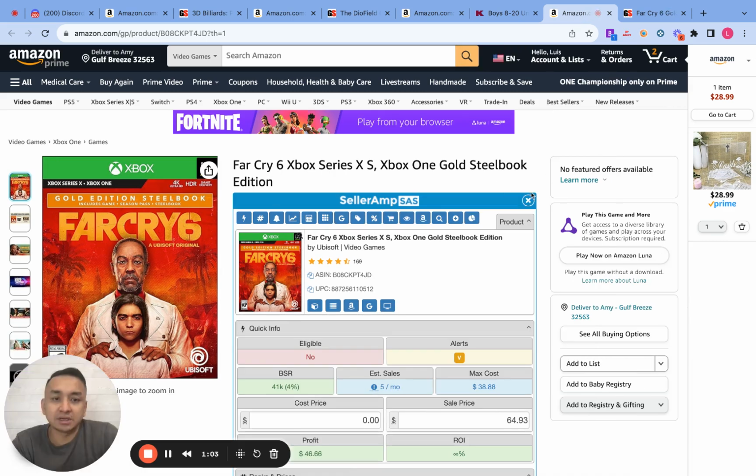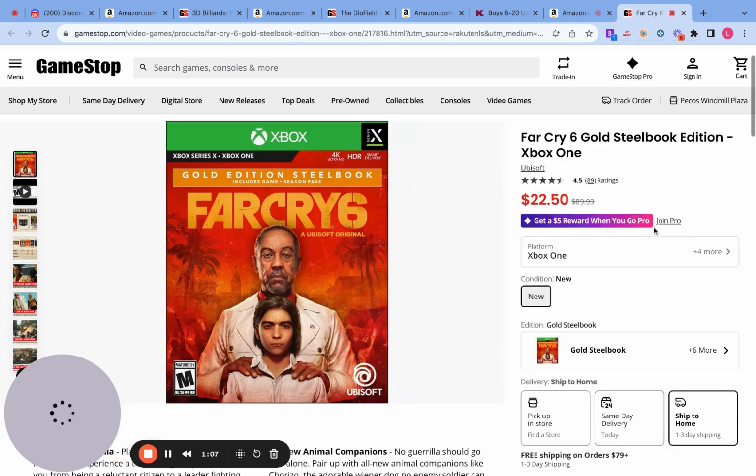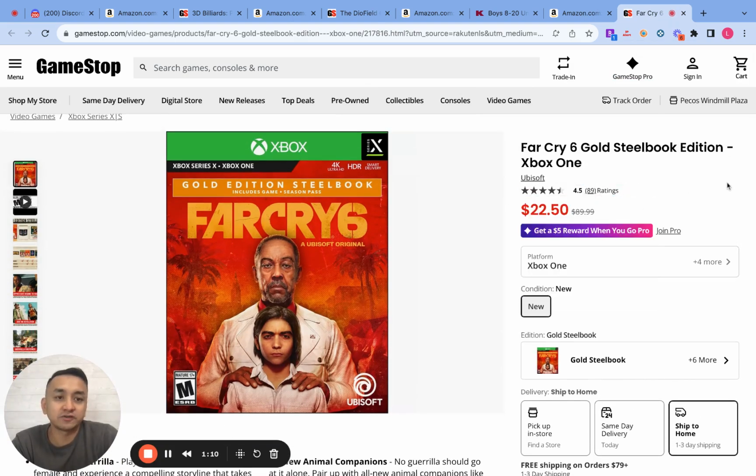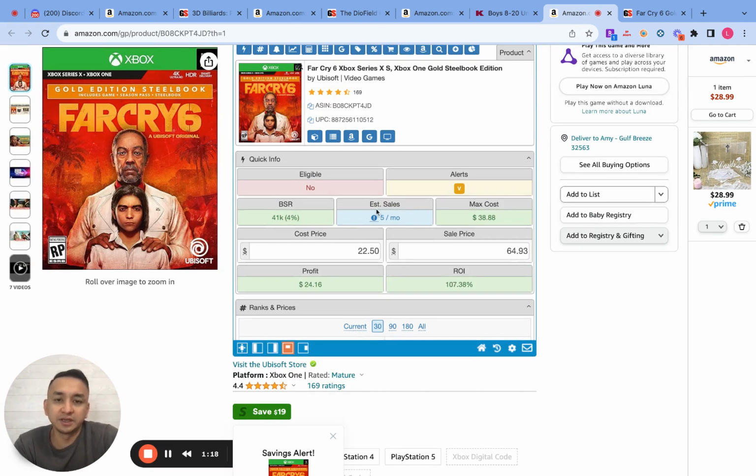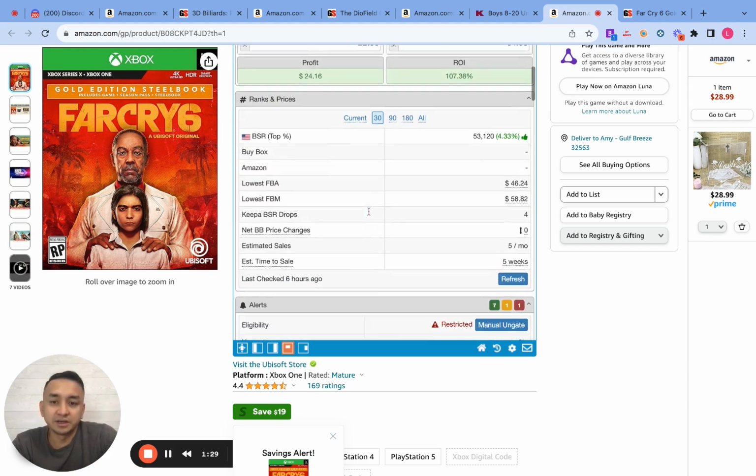First up, make sure that the products match. And then from here, you guys are going to plug in the cost of the product. So you plug in the cost from the supplier's website, which is $22.50. Okay, $22.50. And then from here, you guys are going to see the numbers. This is the ROI right here. Sales per month is 5. This one is a variation. It says V right here.